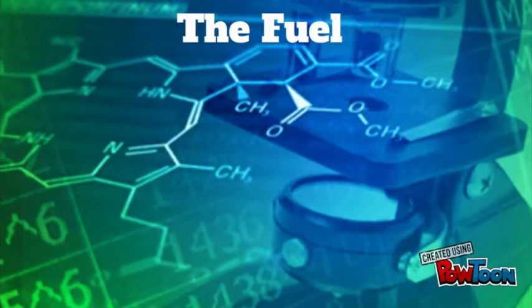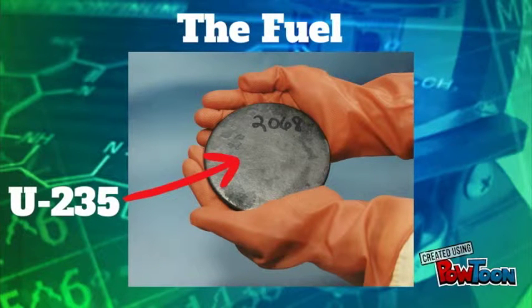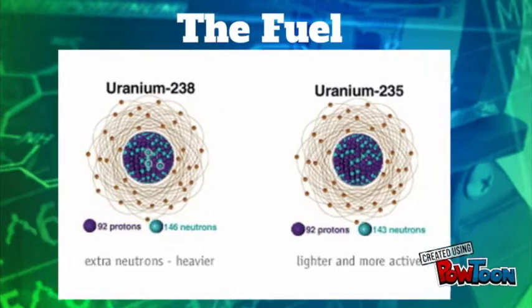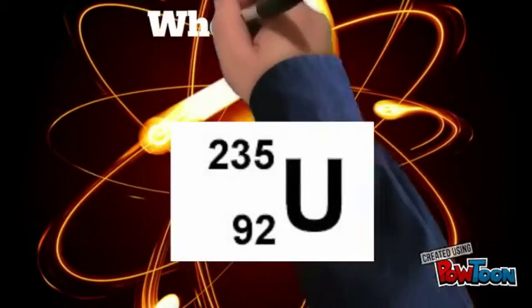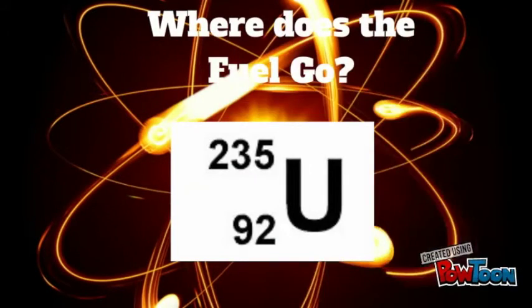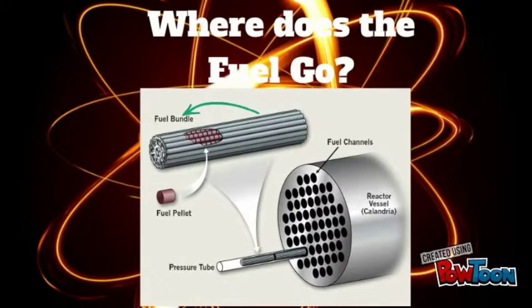Firstly, CANDU reactors use the fuel of uranium-235 to generate the electricity, as it can go through nuclear fission more easily than uranium-238. The fuel of uranium-235 is in the form of pellets and is gathered into a fuel bundle that is placed into the reaction vessel called the calandria.